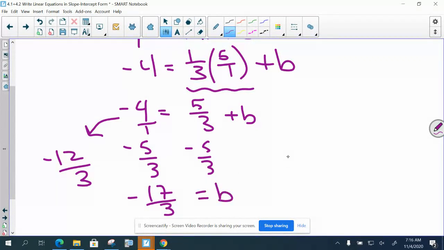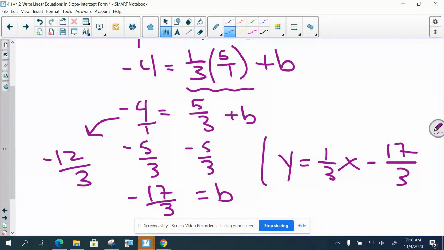All right, so then your equation is y equals 1/3 x minus 17/3. Usually when you have a fraction for the slope, a lot of times the denominator will be the same as the denominator for the y-intercept. I won't necessarily say always, but a lot of times it'll happen that way. So that would be your final equation.